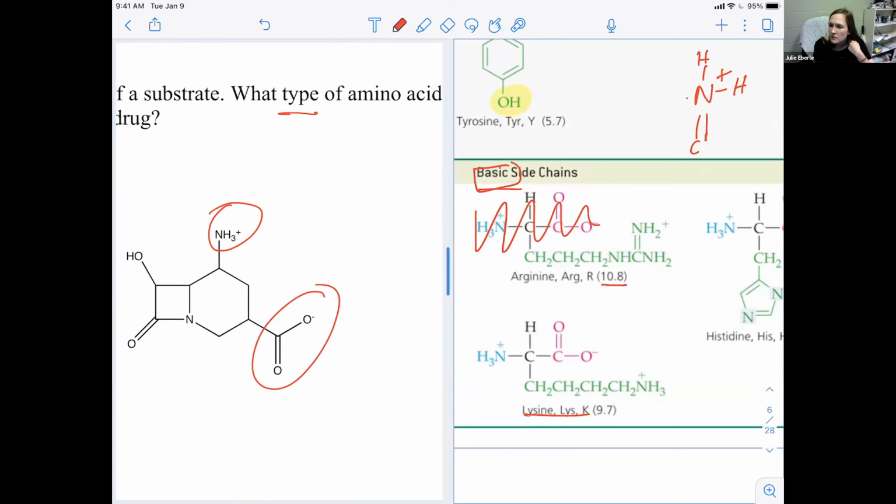Does that click at all, Cameron? A little bit better, yes.